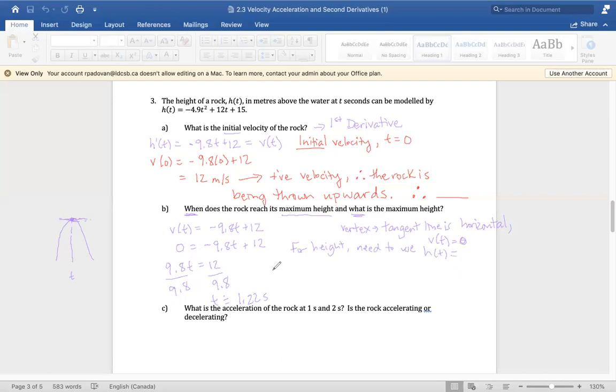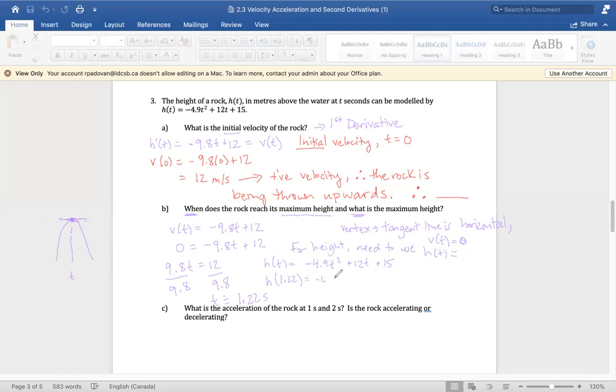So let's write that out again. H of t is equal to negative 4.9 t squared plus 12t plus 15, because we want the height, and that's our height equation. So the height at a time of 1.22, because what we did was we found our time when the velocity is 0. So at that time, if we know that that's where the vertex is, that's fine to sub it into the equation, then that's going to give us our height, right?